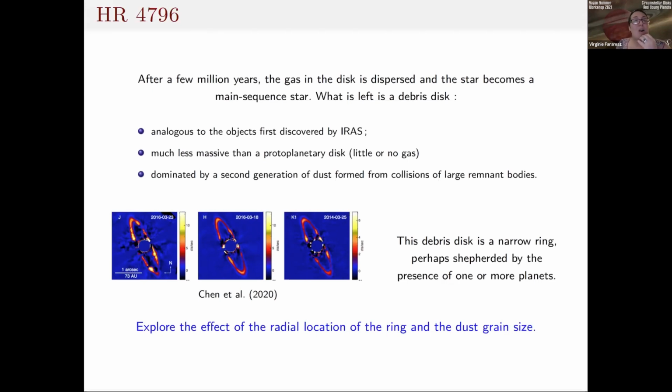We have chosen HR 4796 for this. This is a ring that is quite narrow, similar to Fomalhaut that I showed you earlier, and it's perhaps supported by one or more planets. We still do not know for this system. What we would like you to explore for this system is the radial location of your narrow ring, so varying the radial location of your ring, and also the dust grain size in your ring, and how it affects an SED, whether you can get any info from the SED or you need images.